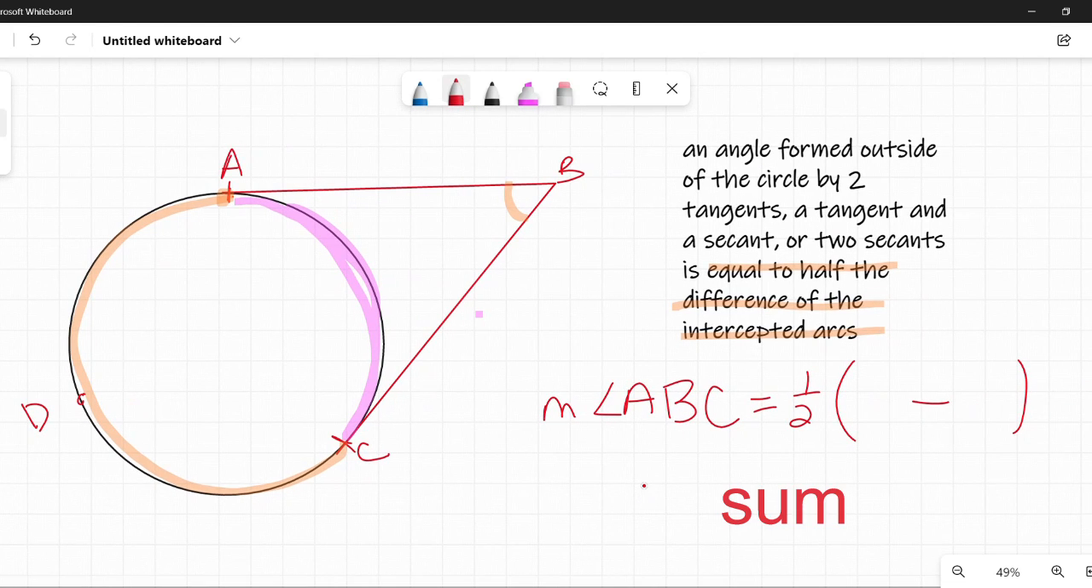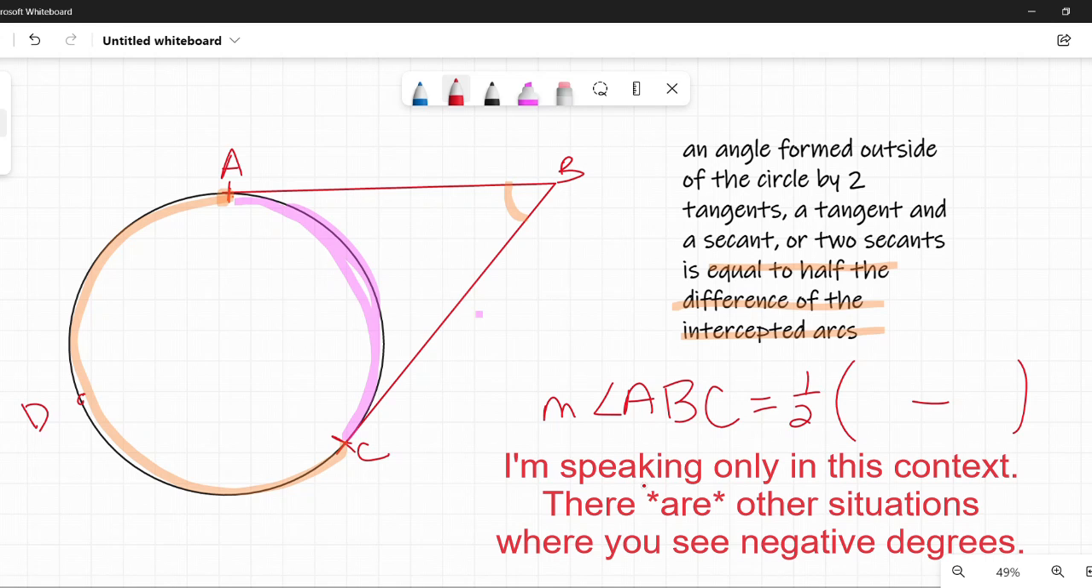Sum for adding is probably more common. You probably have had more exposure to that, but difference does mean subtracting. So the difference of the intercepted arcs, you're always going to put the bigger arc first so that you have a positive result. We can't have a negative degree measure. That's just not possible. It's going to be positive.